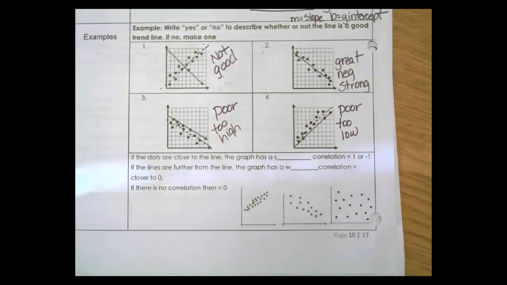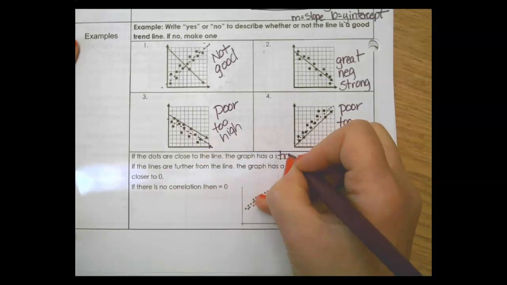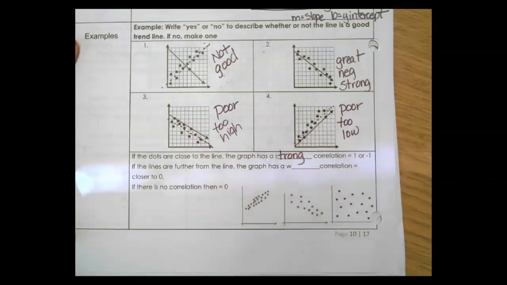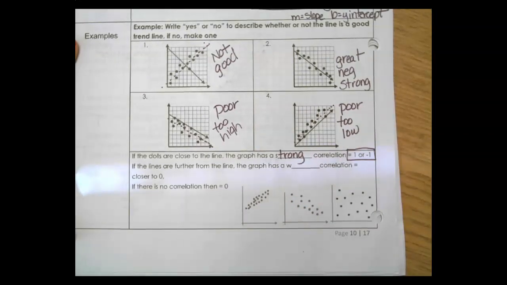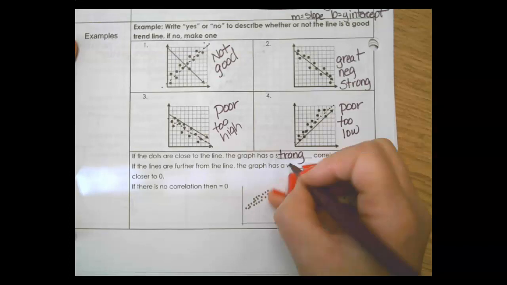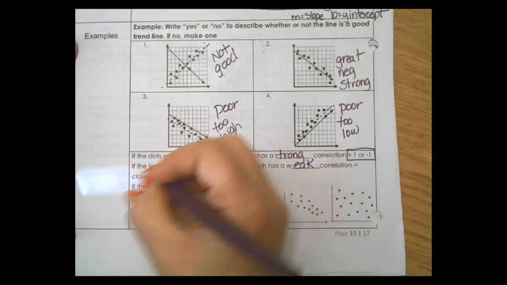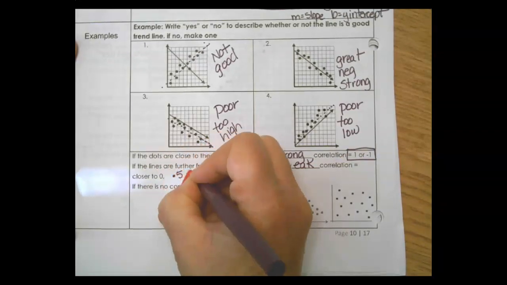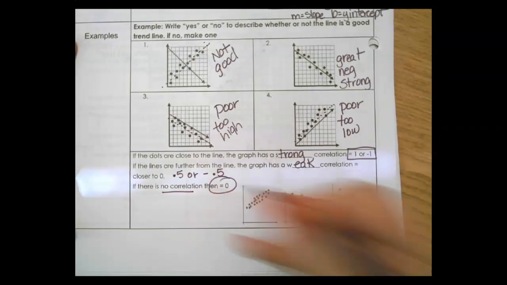Now, this part is kind of important. If your dots are closer to the line, we said it has a strong correlation. And they number those. If it's positive, it's a strong one, or if it's negative, it's a negative one. If your dots are further from the line, that means it has a weak correlation. And that means it's like 0.5 or a negative 0.5. Because when there's no correlation, it is 0.